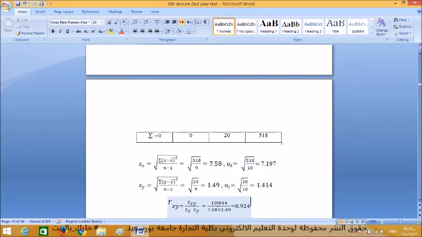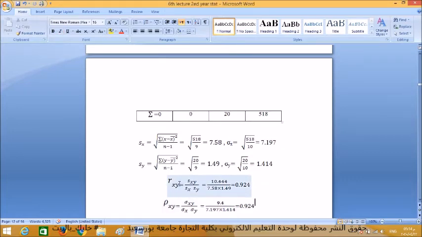So the coefficient of correlation between x and y equals 0.92. Okay, so the coefficient is 92%. It's nearest to 1. So this is a positive relationship.